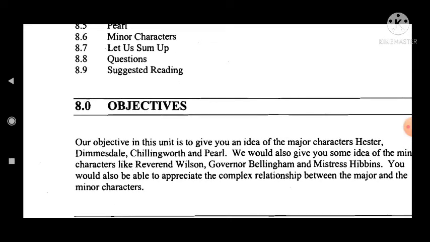What are the objectives? Every unit has its own objectives. So in this Unit 8, what is the main objective? You can write in the comment box so that I am very happy to see your response. Our objective in this unit is to give you an idea of the major characters Hester, Dimmesdale, Chillingworth and Pearl.